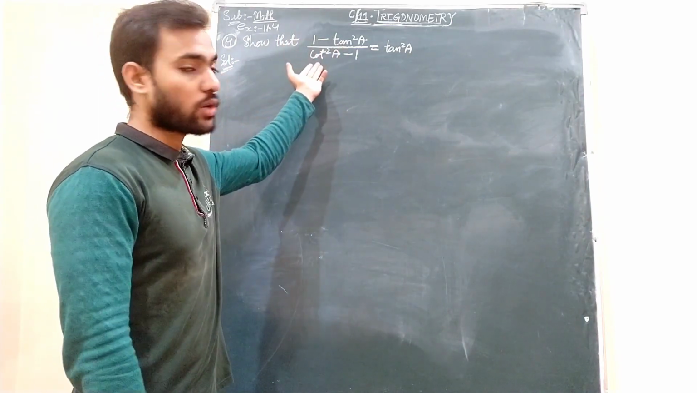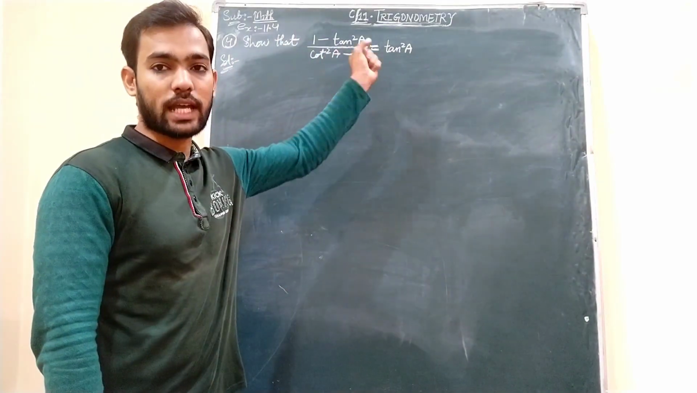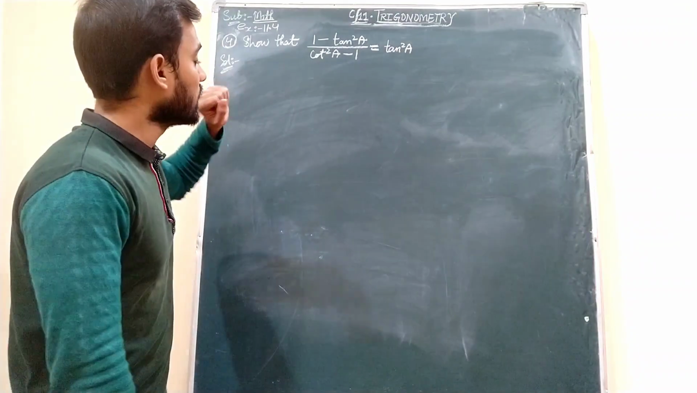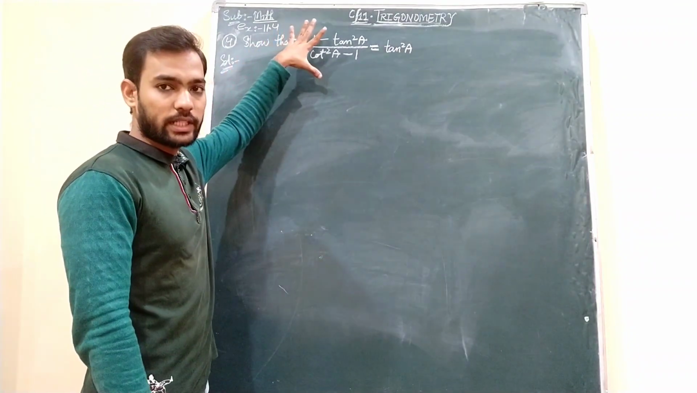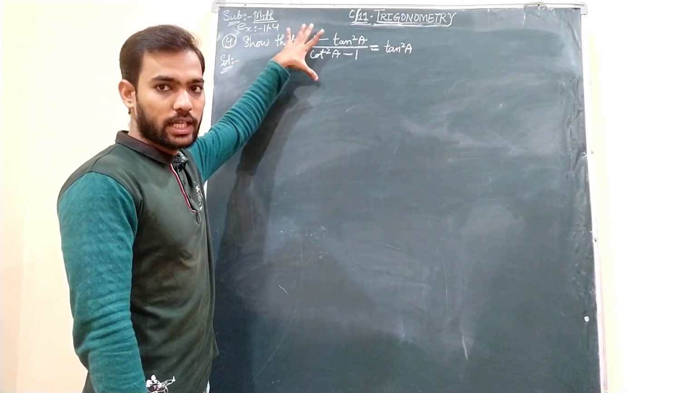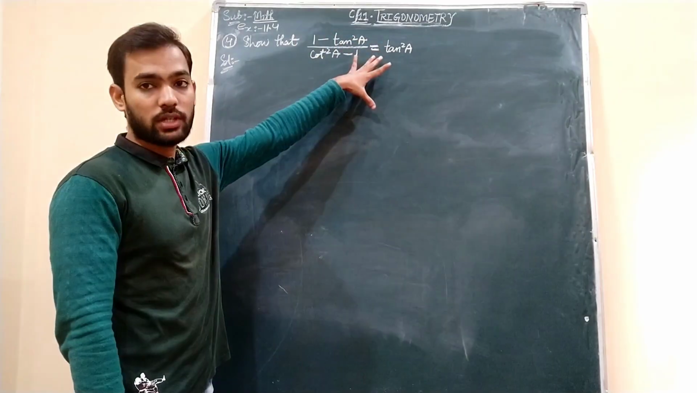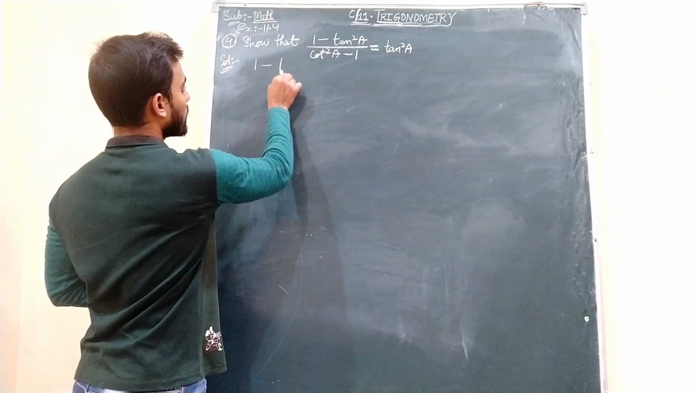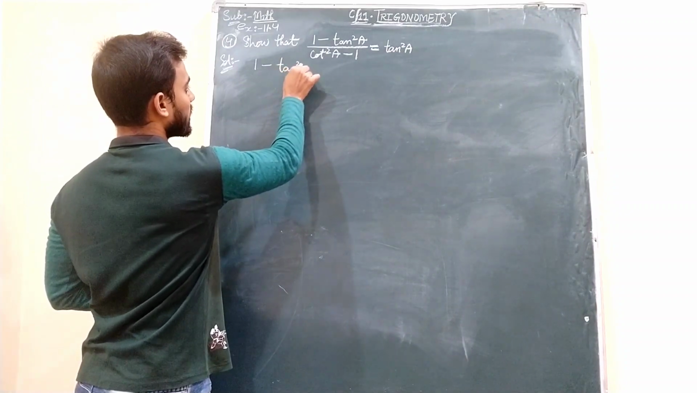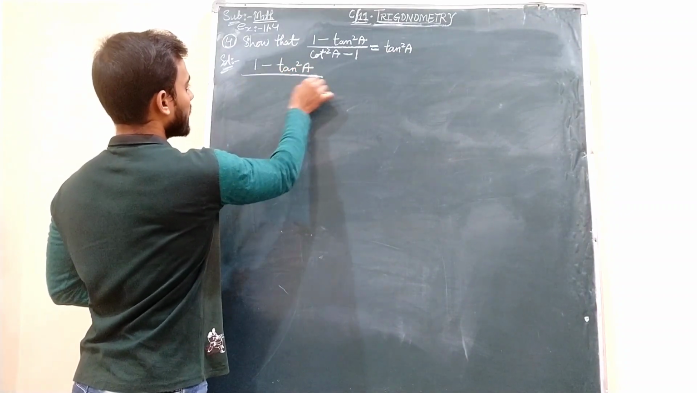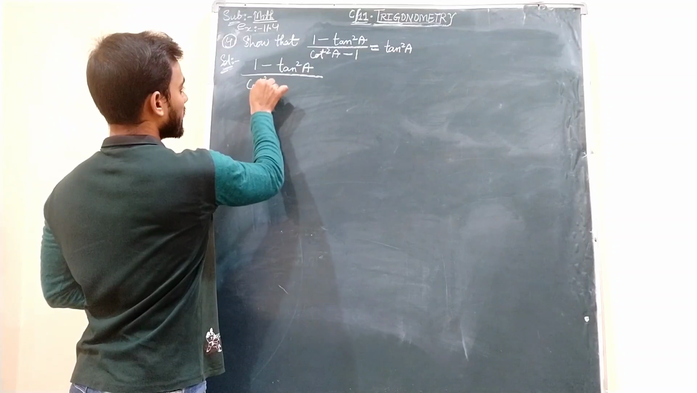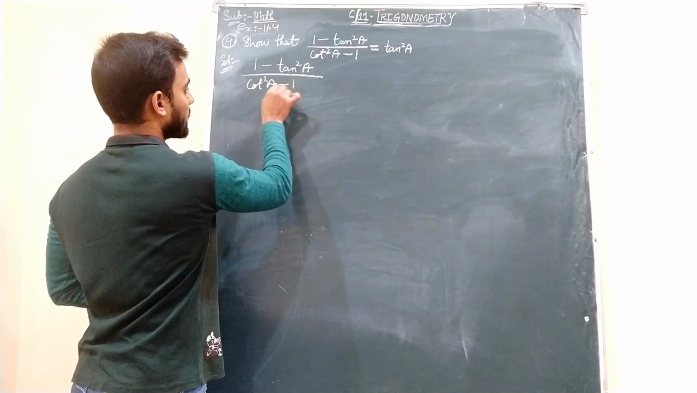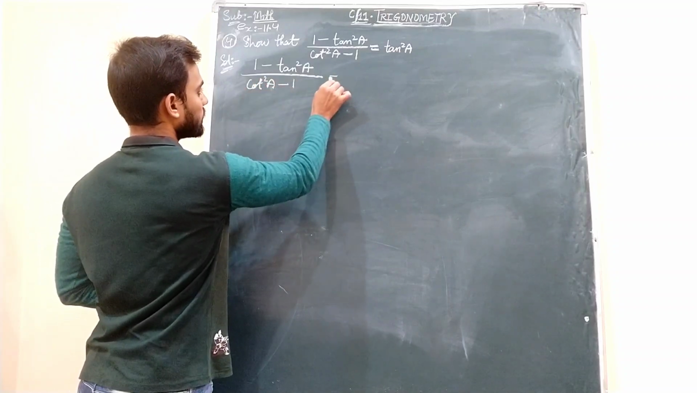square a divided by cot square a minus 1 equals tan square a. Understand? So here also, like we did in question number 2 and 3, taking LHS and coming to RHS. So first I will copy this as it is: 1 minus tan square a divided by cot square a minus 1. Okay students.